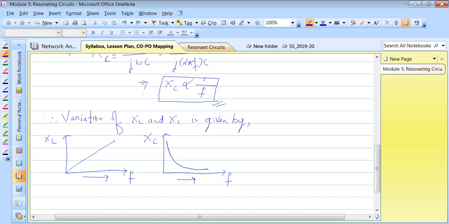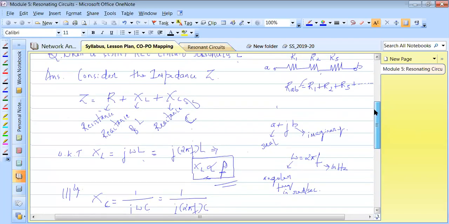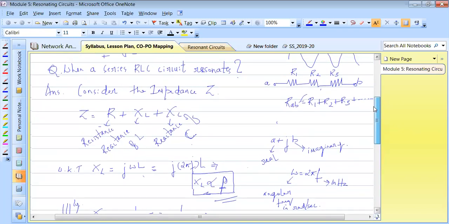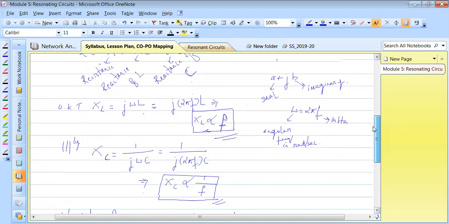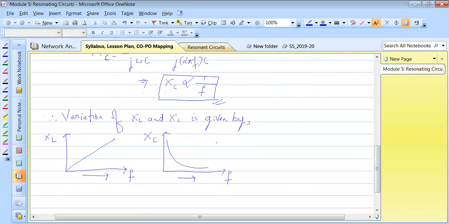Okay, XL increases linearly, whereas XC decreases exponentially. We will not get into why. If you plot that sketch for different frequencies, you'll understand. Now you should understand the purpose of doing all this. The purpose is to see when a series RLC circuit would resonate. So when would that resonate? If you plot both the graphs on the same plane, you have XL and XC plotted for varying f.